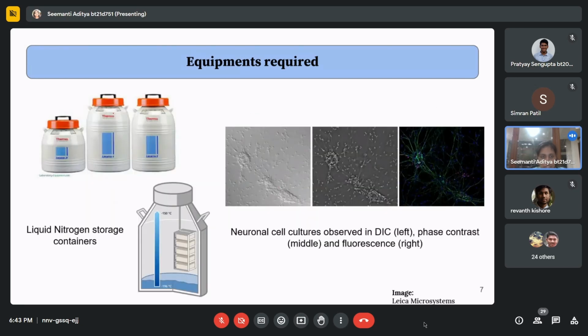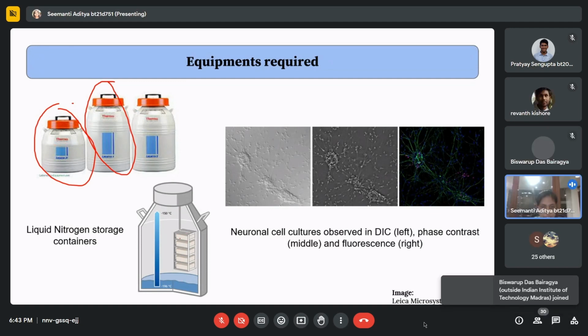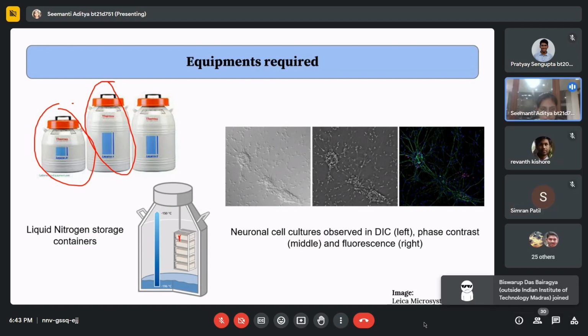Next, we also have what are called liquid nitrogen storage containers. They look like this. These are different sizes, big size, small size, whatever size we require. And on the inside they look like this. Inside we have four columns. Inside the big ones we have four racks, and in these big racks we can have small cryo boxes, and inside these boxes we have the cryo vials where we put our cells and freeze them.